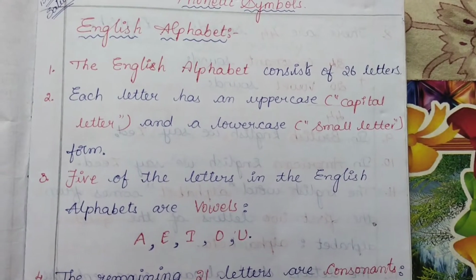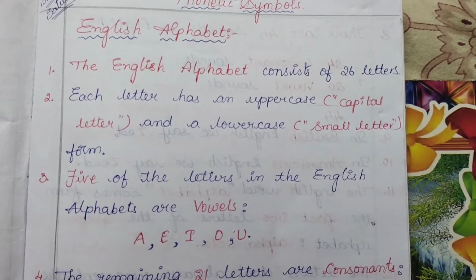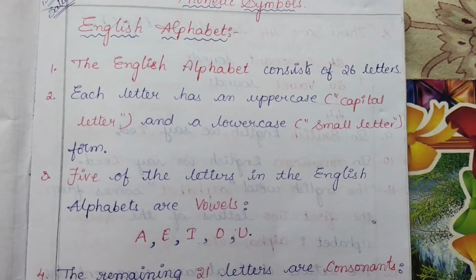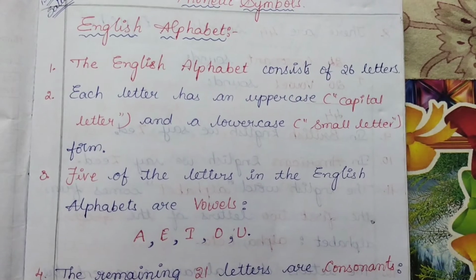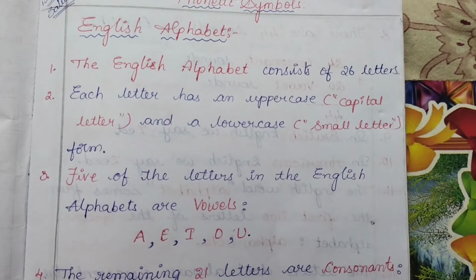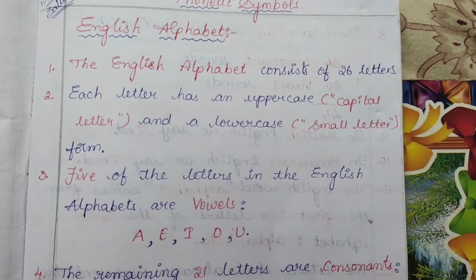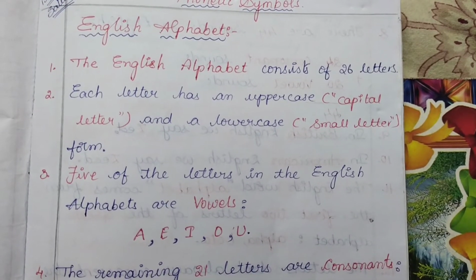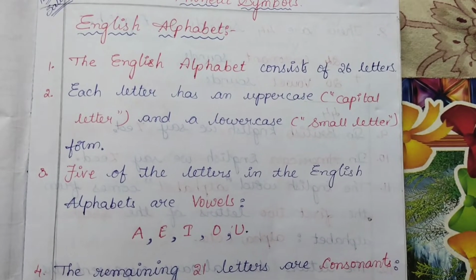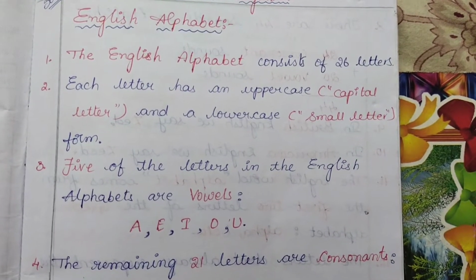Have you ever thought why only A, E, I, O, U are vowels? Why can't the remaining letters also be called vowels? There is a reason why only these letters are called vowels and not others. Because when we speak A, E, I, O, U, we can speak them independently. We need not depend on any other and we can freely speak them. But when we speak consonants like B, C, they are dependent.